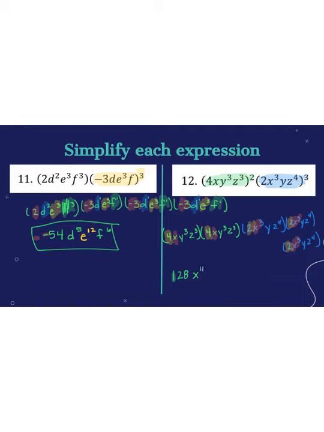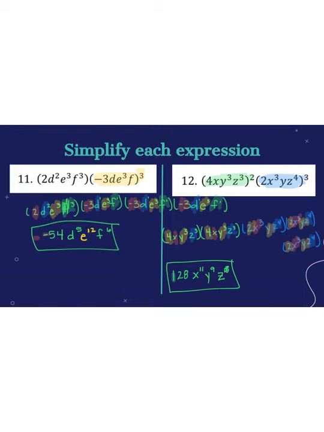So now I'm going to move on to my y's. I have y to the 3rd, y to the 3rd, y to the 2nd, y to the 2nd, and y to the 2nd. When I look at all those, I have 9 total y's. So y to the 9th. Finally, I'm going to look at my z's. I have z to the 3rd, z to the 3rd, z to the 4th, z to the 4th, and z to the 4th. All those together are going to give me z to the 18. That's going to be the final answer there.